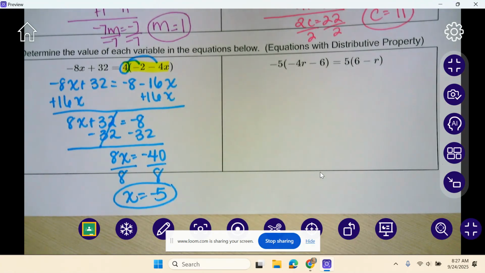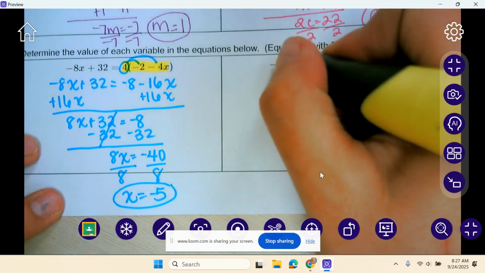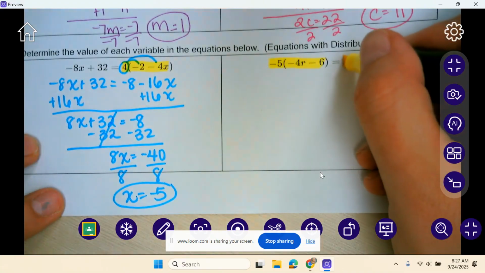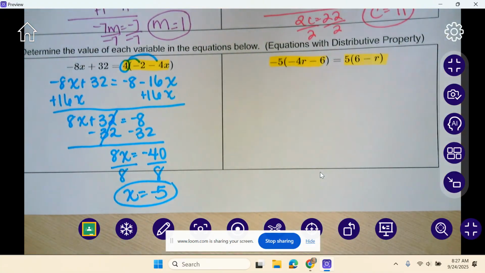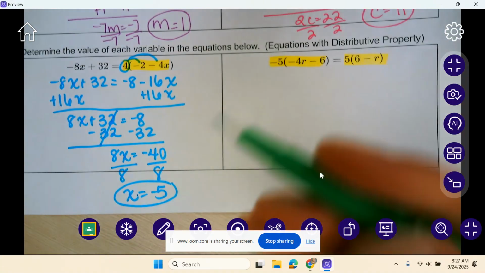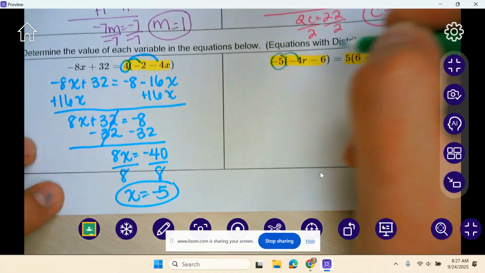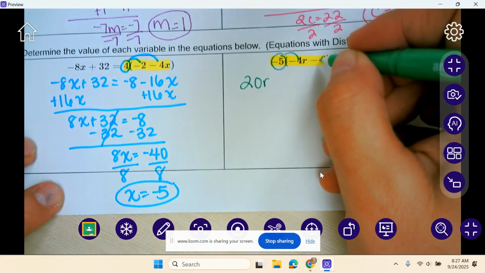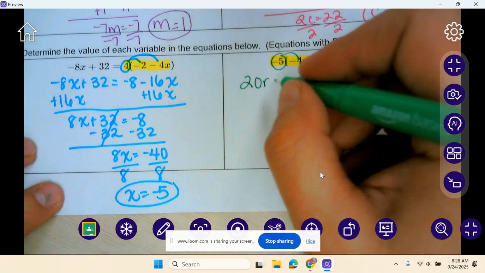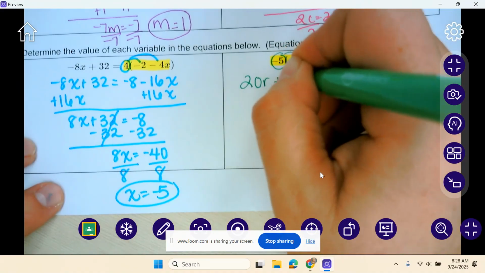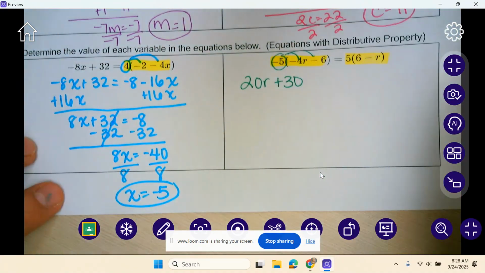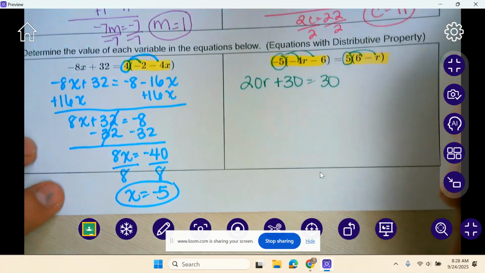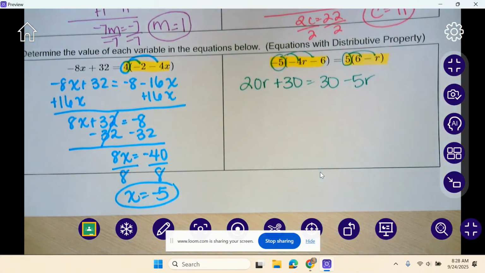All right, so I'm going to do distribution over here. This number, negative 5, is going to distribute to everything in that parentheses. This number 5 is going to distribute to everything in that parentheses. So negative 5 times negative 4r is a positive 20r. Negative 5 times negative 6, that's a positive number, so I'm going to put a plus because we are now dealing with a positive number. And then over here, this is a positive 30. And this is a negative 5r.